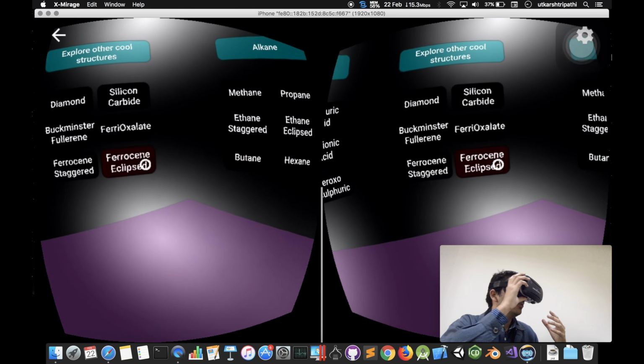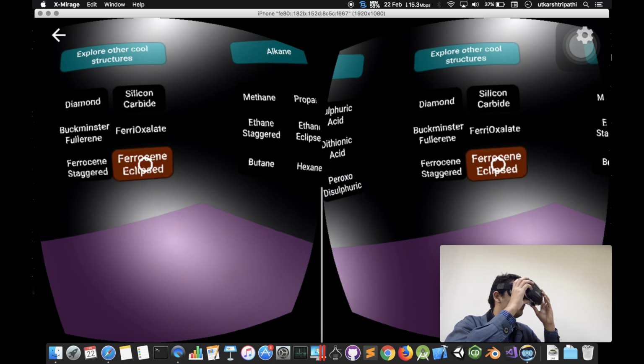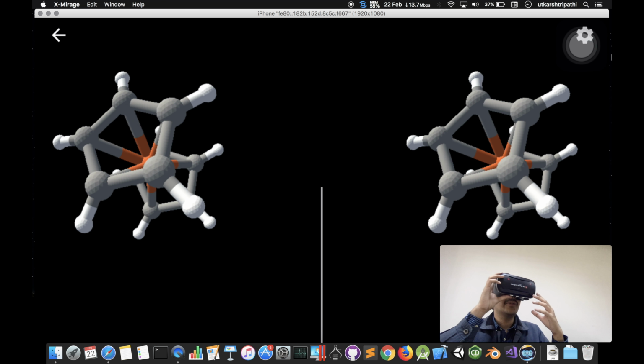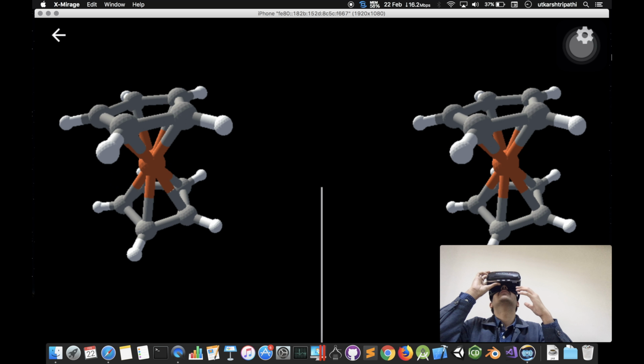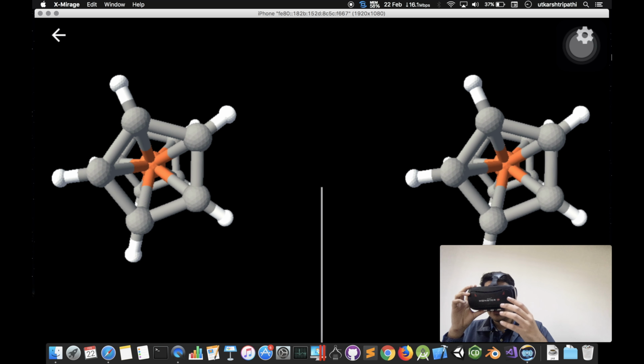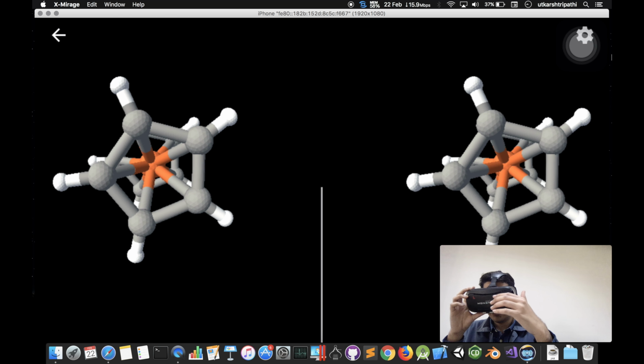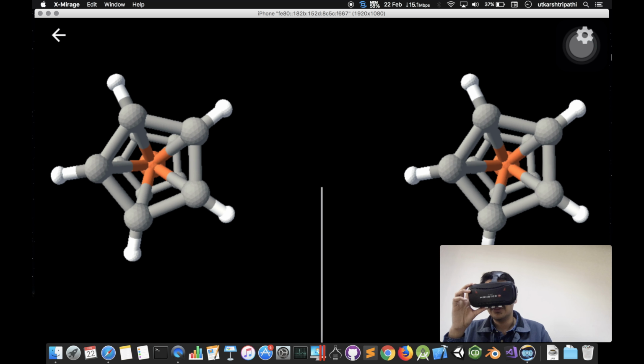And if I go to ferrocene eclipse, I can see that from this point of view, I can see the atoms of carbon are exactly behind the first ring, right?